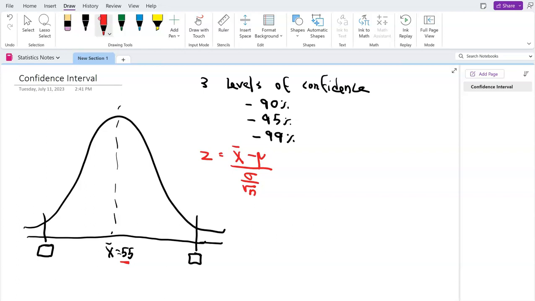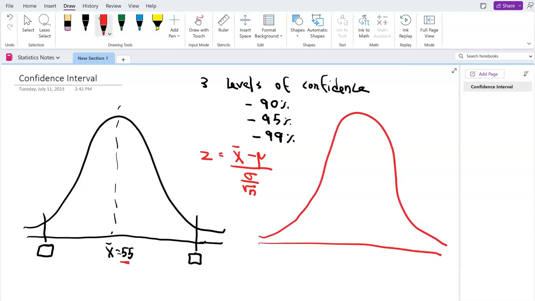I could convert this into a standard normal distribution, where now my x bar becomes 0, and these bounds are now at z-values. So using the z-value, I basically converted my regular distribution, which is a normal distribution, into a standard normal distribution. So let's say mu was 55 in my case. Then every possible range of x bar has been looked into, and so this is what it is.